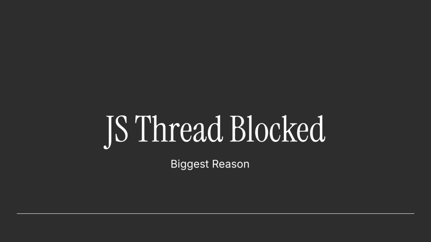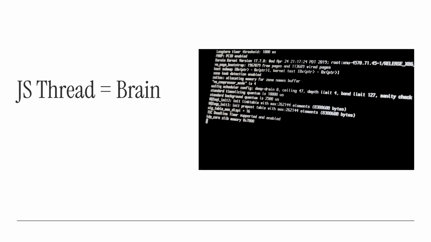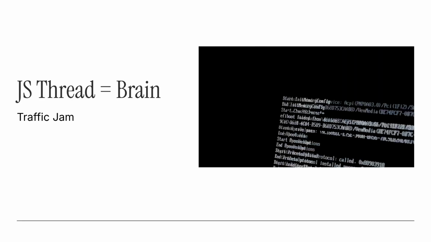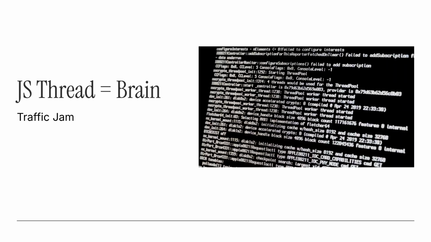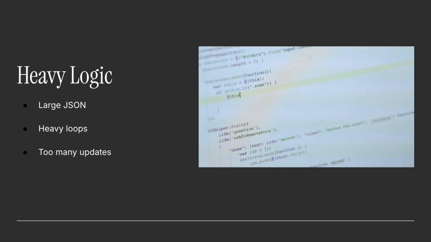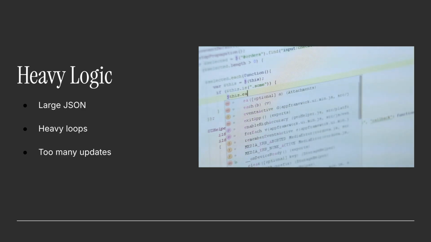The single biggest reason React Native applications feel slow comes down to a traffic jam on the JavaScript thread. Think of the JavaScript thread as the brain of your app. It handles all the business logic, state changes, and tells the native UI thread what to draw. If you overload this single road, everything stops. When heavy computations run on this single thread, like parsing large JSON objects, running intensive loops, or updating state too frequently, the thread gets blocked. And when the JS thread is blocked, the UI can't update, leading to frustrating lag.